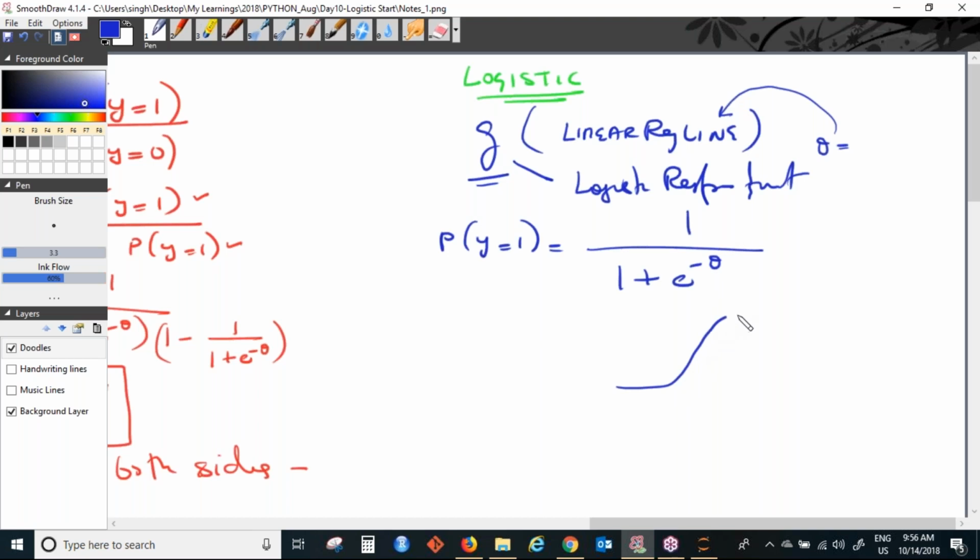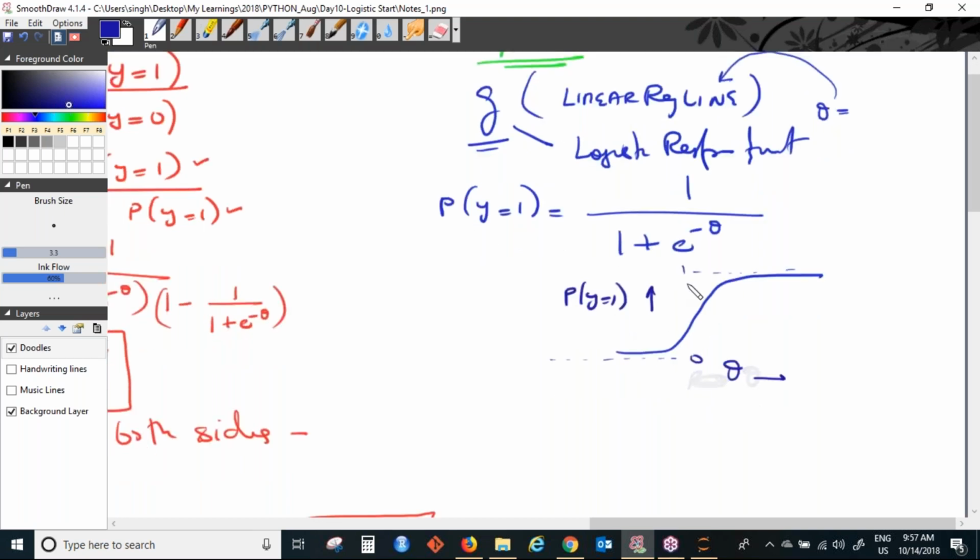Okay, this looks like an S curve. It looks something like this, where your x-axis is the linear regression line, or let me write theta directly. So this is theta, and this is your probability of y is equal to 1. So it always stays between 1 and 0, never goes outside it. This is what we saw.